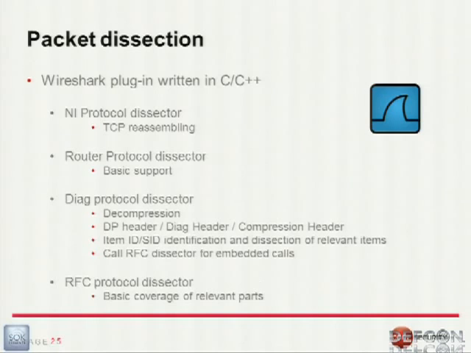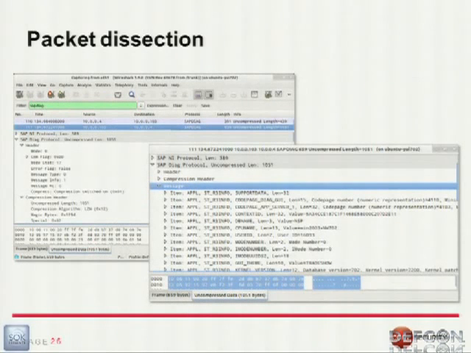and the compression header. It also identifies the different items, and some of the most relevant are also dissected. The values of those items are also dissected. And this dissector also calls the RFC dissector when it finds an embedded call. The last dissector is for the RFC protocol. It has some basic coverage because it's another protocol and it would need another research project. But some of the relevant parts of an RFC call are also dissected. So here are some screenshots. I will be showing some fun with the tool later.